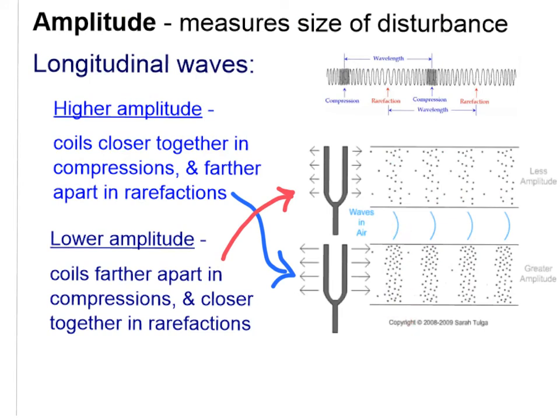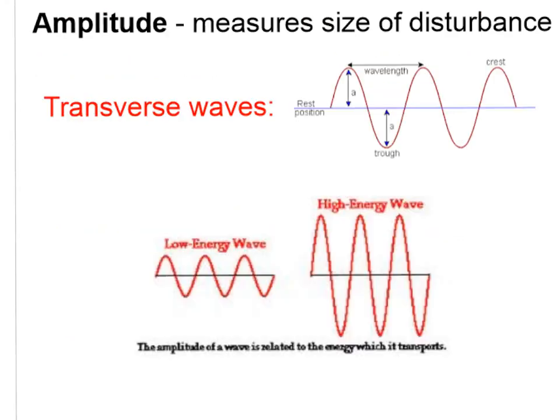And you could kind of think of that as, if we look from a side view of the slinky, lower amplitude would have the compressions be a little further away from each other and the rarefactions be a little closer together, so we're getting a little more even distribution, as opposed to a higher amplitude where these are really packed tight together and these are really pulled and stretched far apart.